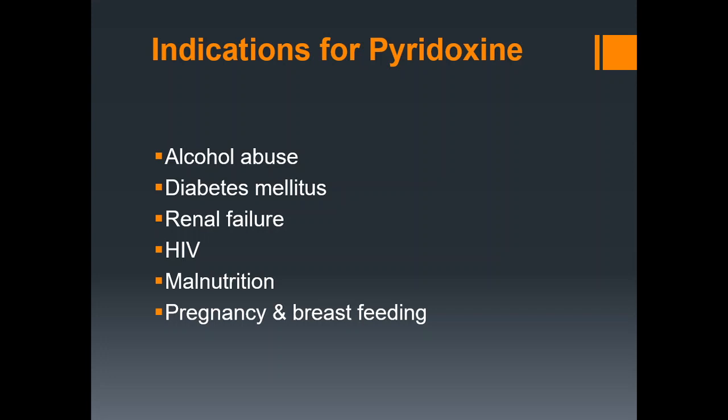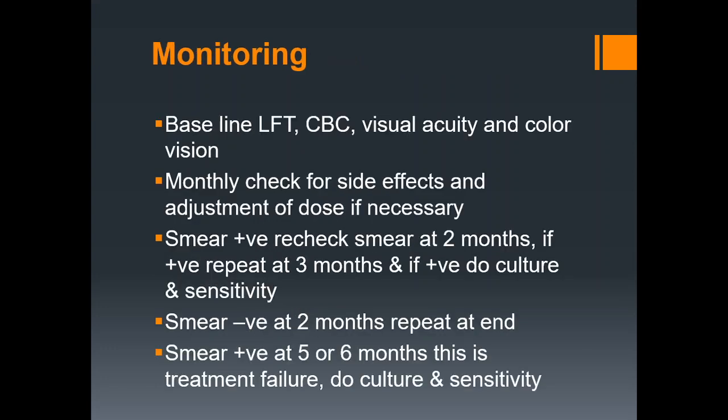As we said, INH can induce peripheral neuropathy. Those who are at risk of peripheral neuropathy, we give them pyridoxine, and that prevents the neuropathy. So alcoholics, diabetics, renal failure, HIV, malnourished people, and pregnant and breastfeeding women, we add pyridoxine to the anti-TB drugs.